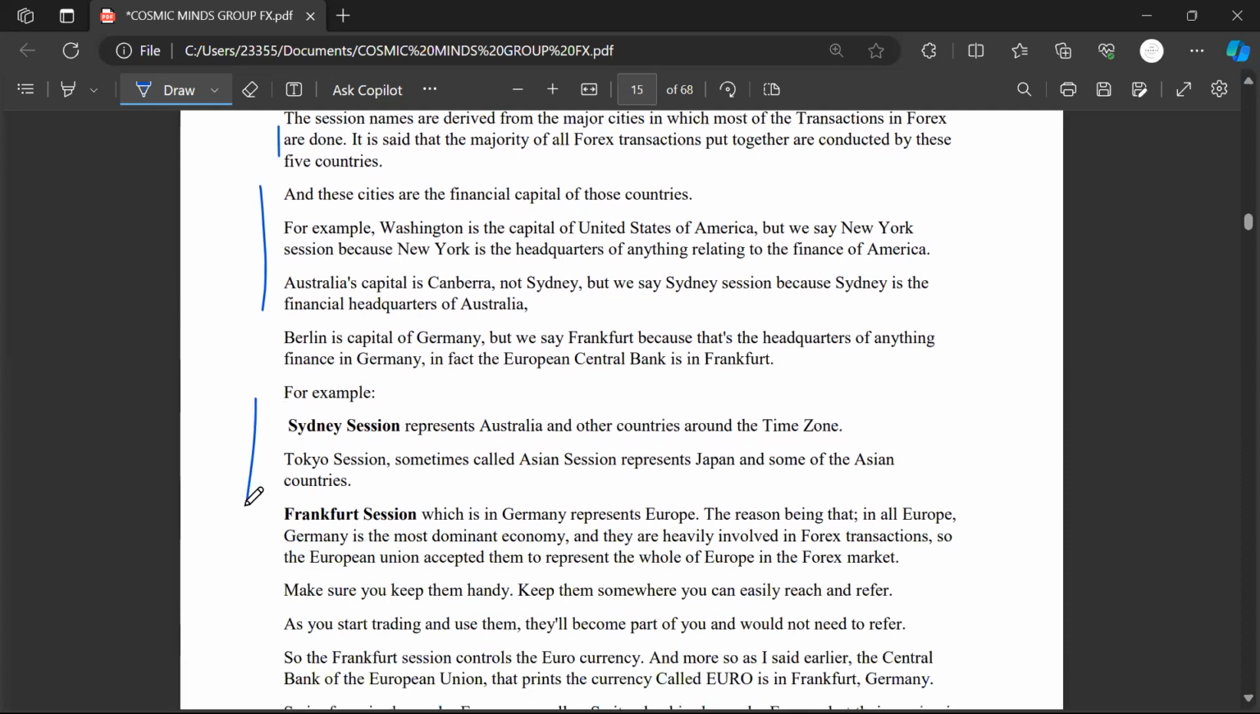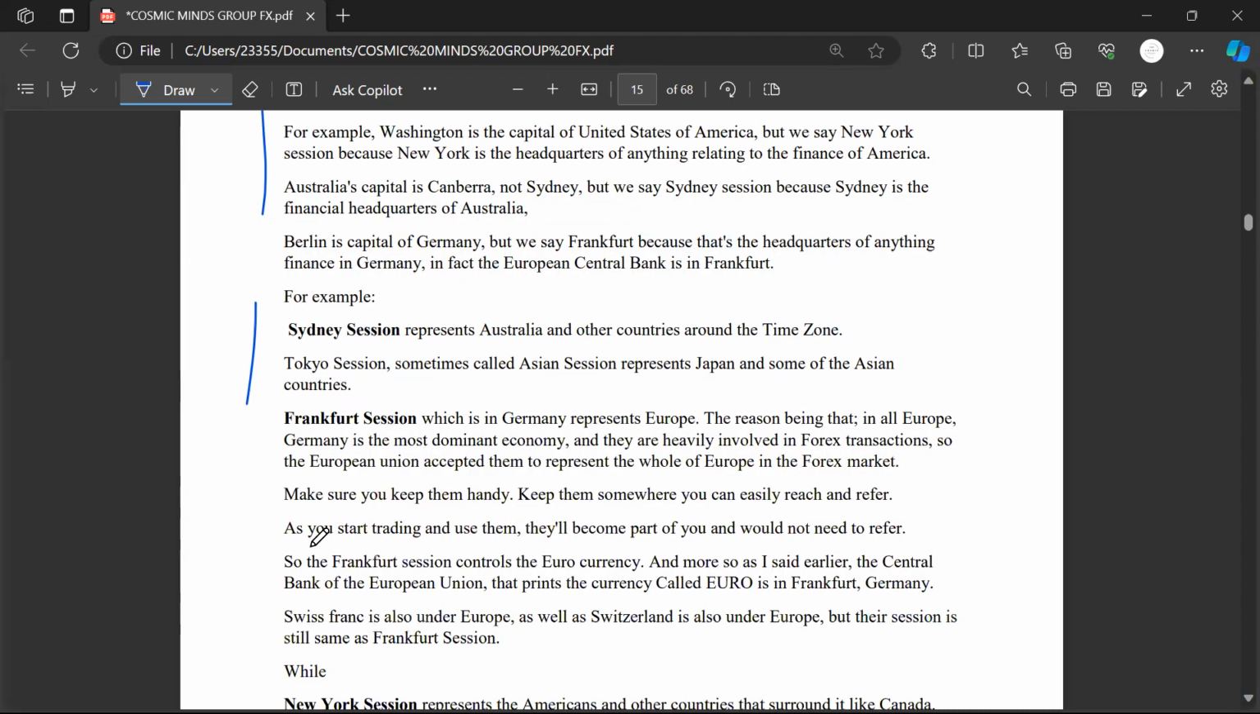Now, the Sydney session represents Australia and other countries around the time zone, right? This is just a reading, just take note of that. The Tokyo session, sometimes called the Asian session, represents Japan. Some people mention the Asian session instead of Tokyo. Tokyo is in Japan, right? And some of the Asian countries. So it's a matter of the headquarters and the countries around it.